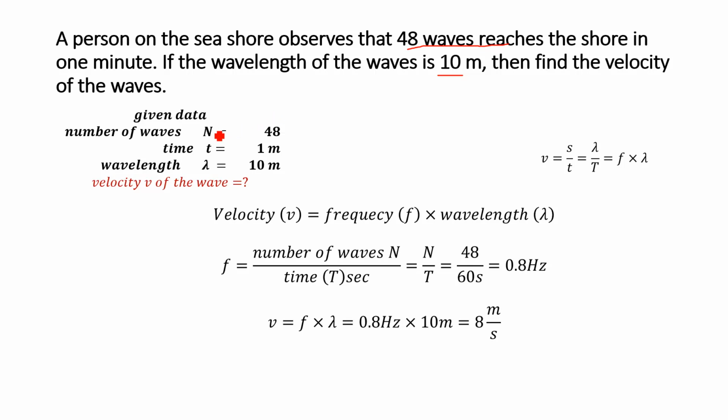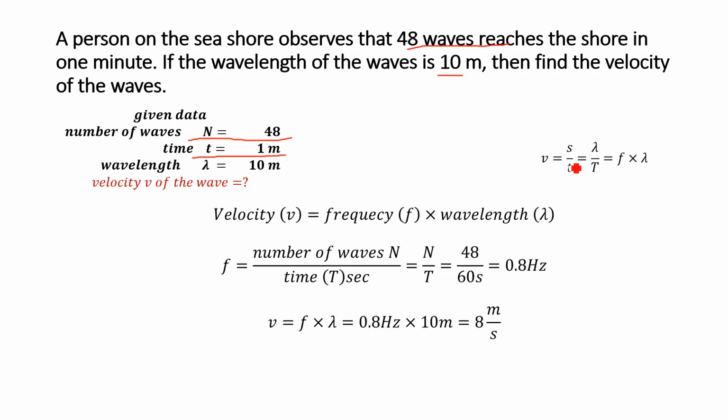So in the given data, the number of waves that reach the shore is 48, and the time during which these 48 waves reach the shore is 1 minute. The wavelength is given as 10 meters, so we are going to determine the velocity of the wave.